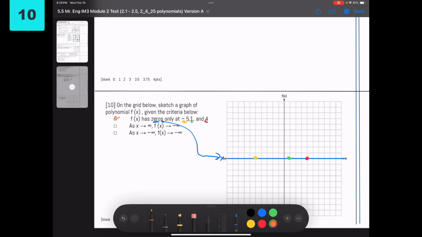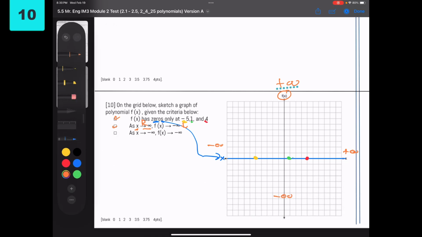Okay, the next one, as x on the x-axis approaches positive infinity, so you're going towards the right side. So as I go towards the right, this on the f of x is saying down. So if it's going down, as I go to the right, I go down, it would be down here. Then as you go towards the left, you're also going down. Okay, now we have to make this connect or work.